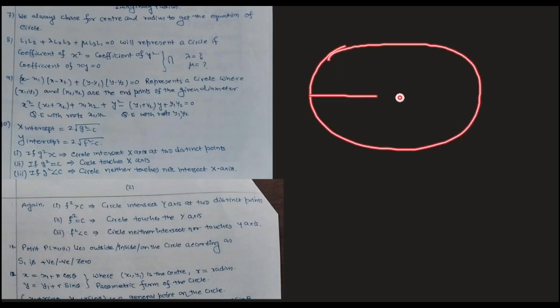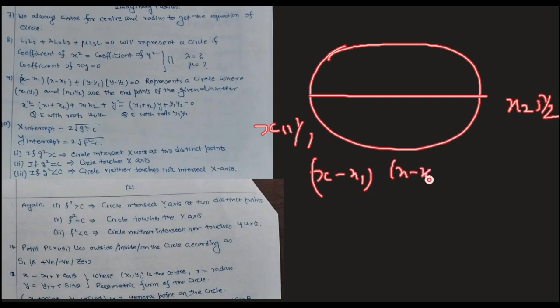Sometimes the ends of the diameter are given. Then the equation that you obtain from this is known as the diametrical equation of the circle. That means if the circle is given and the two end points are given, x1, y1 and x2, y2, then you can easily find the equation of the circle: x minus x1 multiplied by x minus x2, plus y minus y1 multiplied by y minus y2.